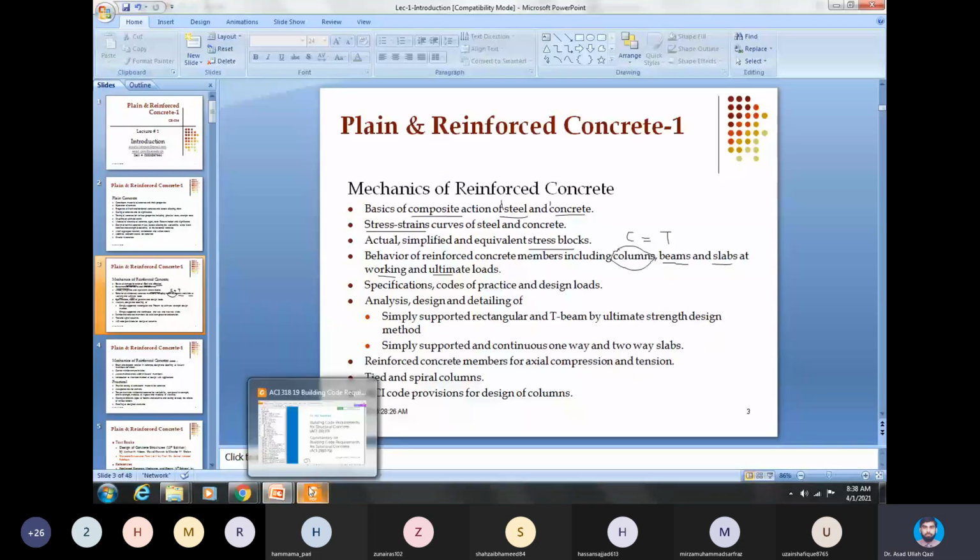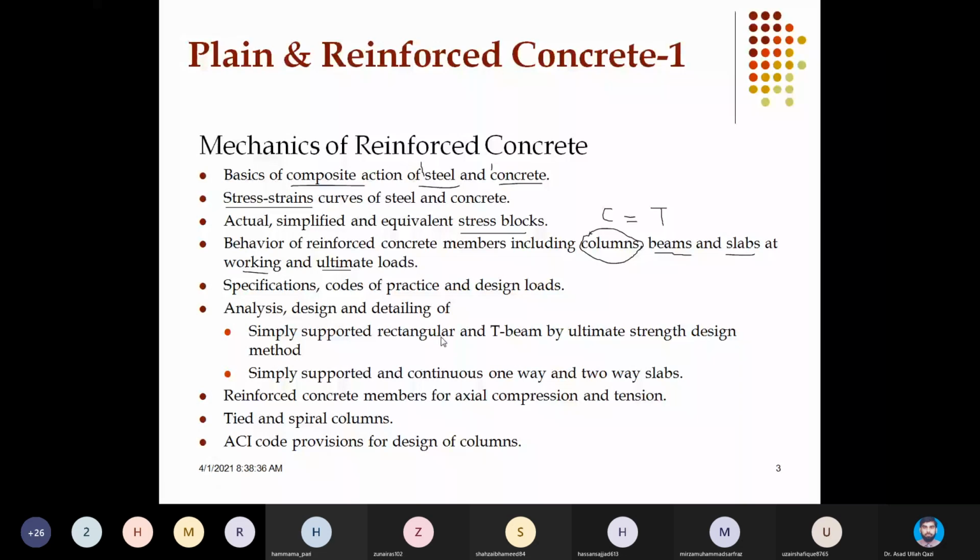So the codes, as I said, that 2019 of ACI will be discussed here. And then obviously analysis, design and detailing according to ACI 2019 we will be studying here. Rest are the topics which are relevant to columns, which we will discuss in PRC2.